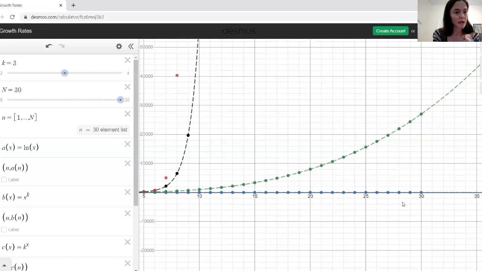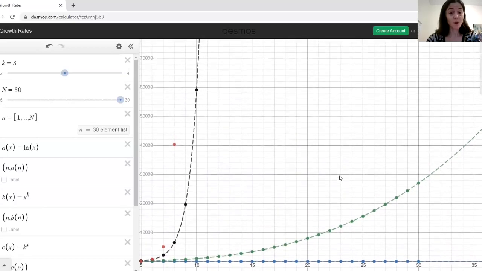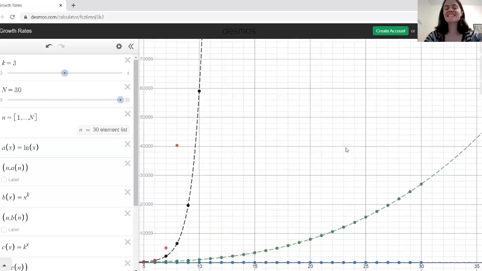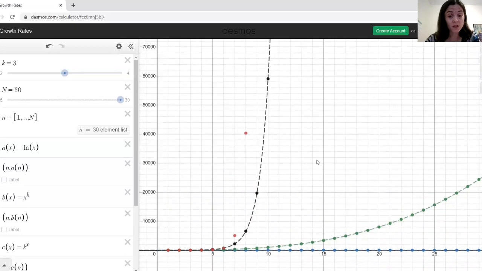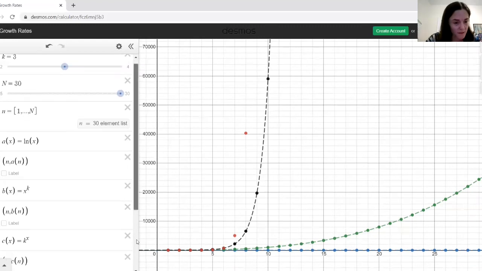Compared to the others, the green is polynomial, this would be x cubed. The black is exponential, this would be 3 to the x. And then the red dots are the factorial. Well, you see the log is very tiny, and then x cubed grows slower, I should say. 3 to the x is very big, but the factorial is even bigger. It's sort of growing off the chart here, even at n equals 10, we can't see it on our graph, and we go up to maybe 70,000. Okay, well, this is a side comment.